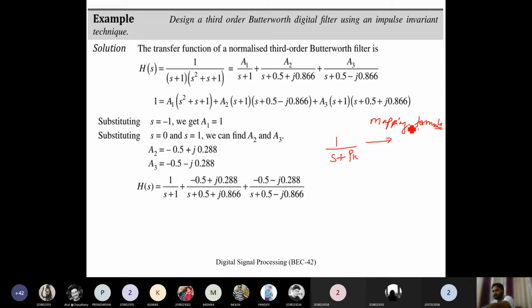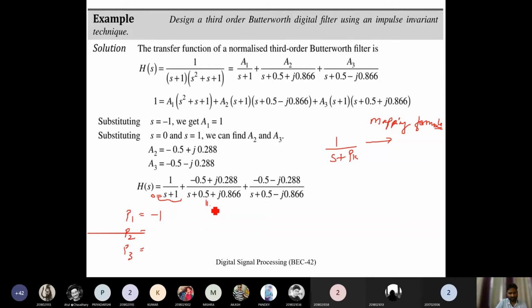So in that mapping formula, before that we have to find out the different poles, P1, P2, and P3. We need to find out these poles. With respect to these poles, we will be providing you the formula. So from the first term, it will be providing the first pole. So P1 equals -1. Okay, we will be equating it to 0, so it will be providing s equals -1.